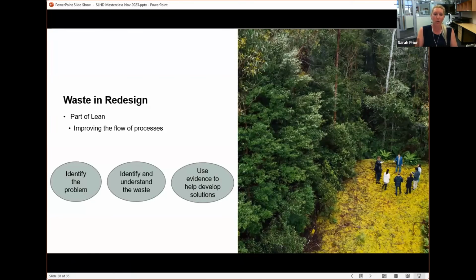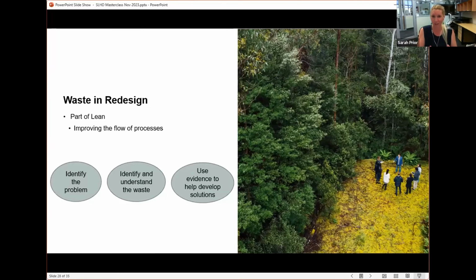So in redesign, looking at waste in healthcare is about improving flow. So identifying where that waste is, what's causing it, who's involved in it, and then using solutions development tools and techniques and implementation science to make sustainable change that will add value to your patient or other consumers' journey. So as I said, it's part of lean thinking, and it is only a part of redesign.